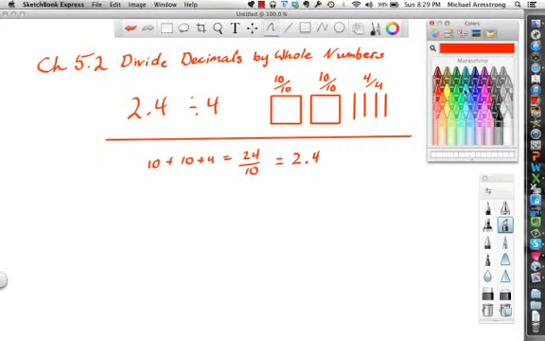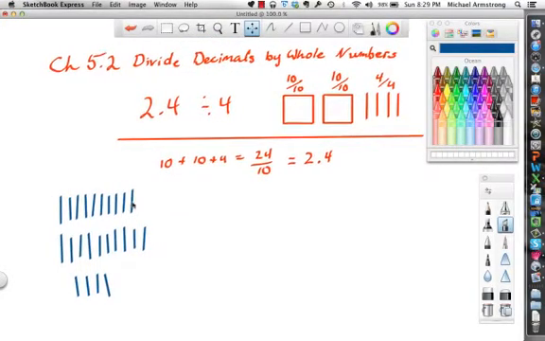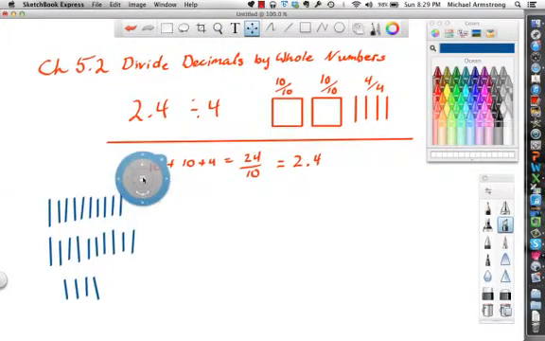But we're going to take a little bit of time and draw out 1, 2, 3, 4, 5, 6, 7, 8, 9, 10. 1, 2, 3, 4, 5, 6, 7, 8, 9, 10. 1, 2, 3, 4. These are our 24 tenths. And now I'm going to split them into, I don't know if this is going to work, 4 groups. And that's not what I want to do.